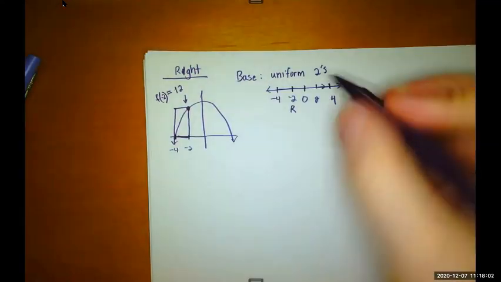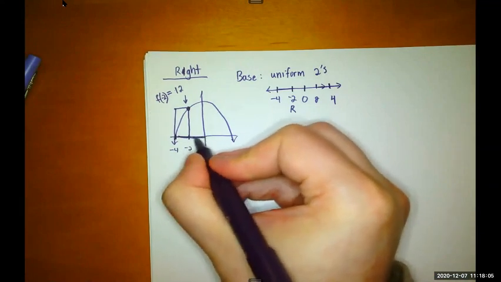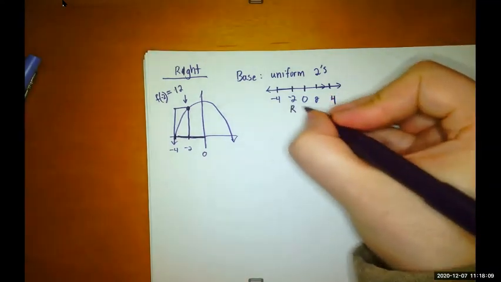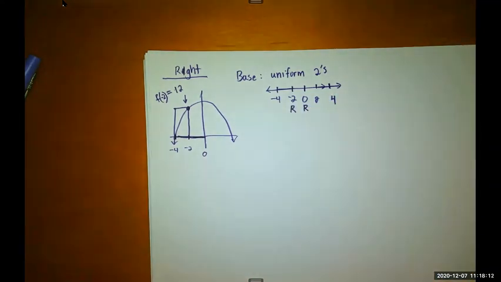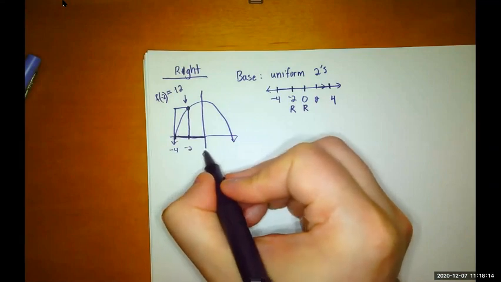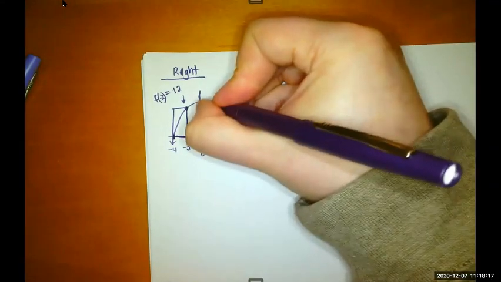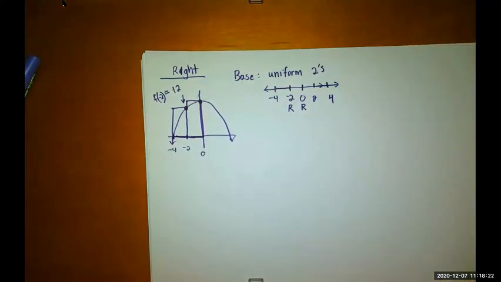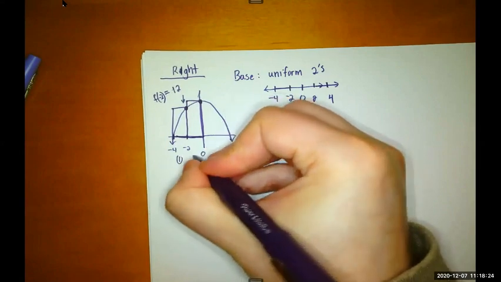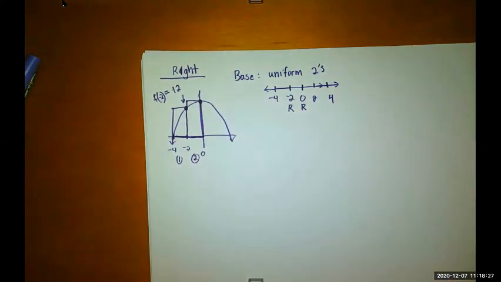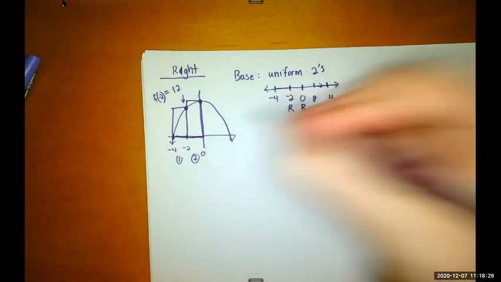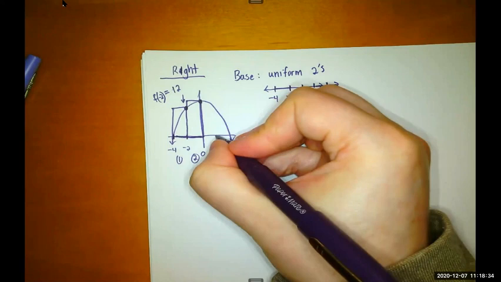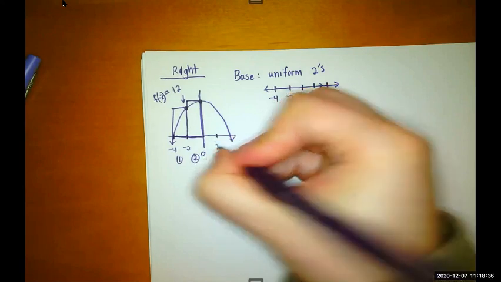Okay. The second rectangle goes from -2 to 0. And then because we're doing a right height rectangle, the right side is 0. So we'd put our point right there. That is the second rectangle whose area we're finding. Okay. And then the third rectangle goes from 0 to 2. We're doing the right.